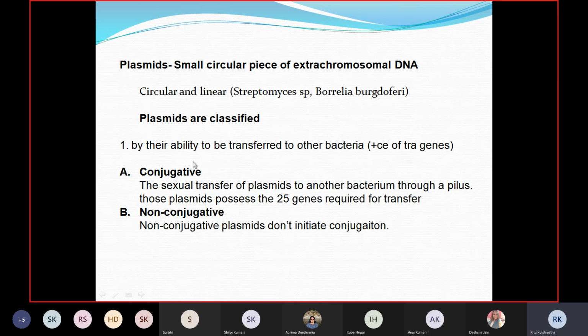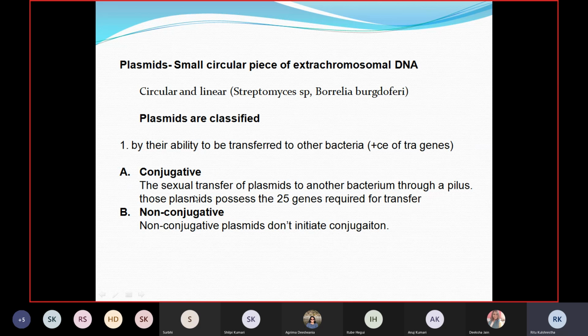So one point is that, on the basis of whether these plasmids can be transferred from one bacteria to another, they can be classified as conjugative or non-conjugative. Conjugative ones generally get transferred by a pilus. And one important point when we are talking about plasmids to be used as vectors is that you generally want them to be non-conjugative in nature.